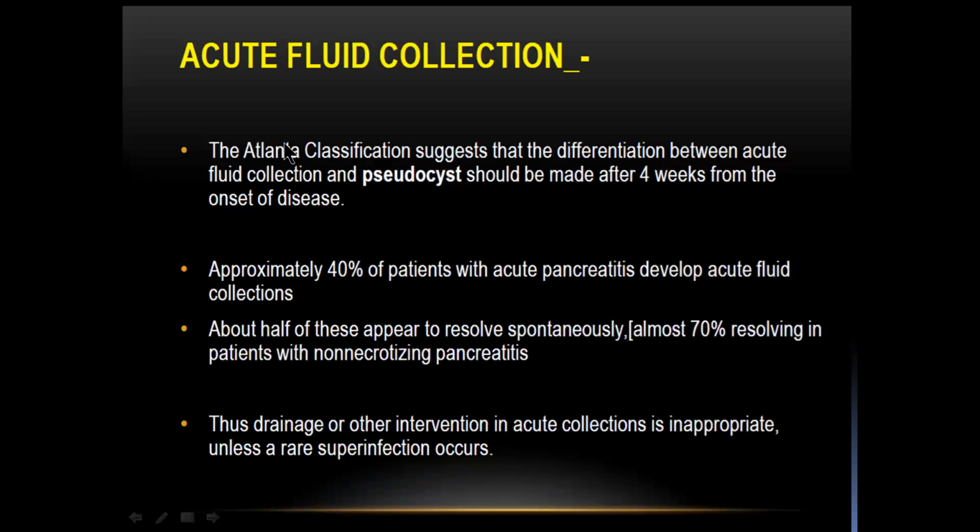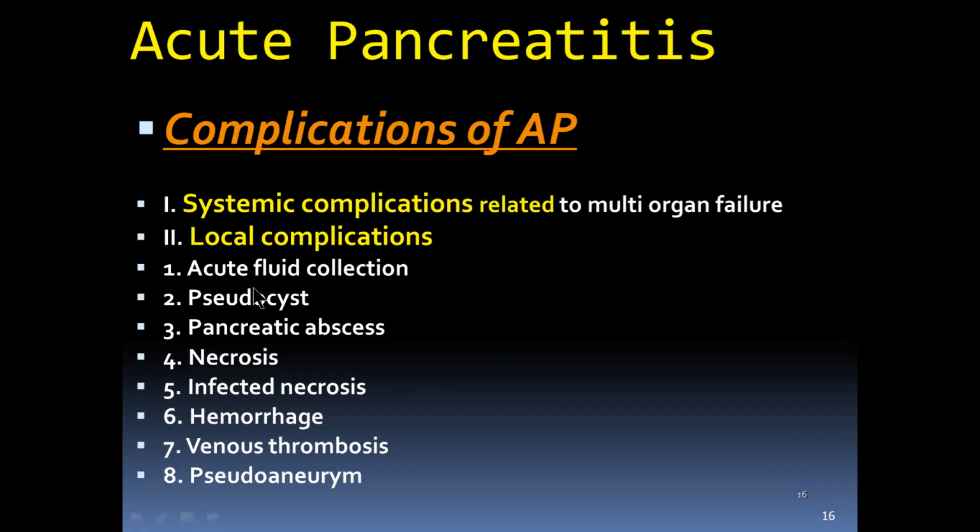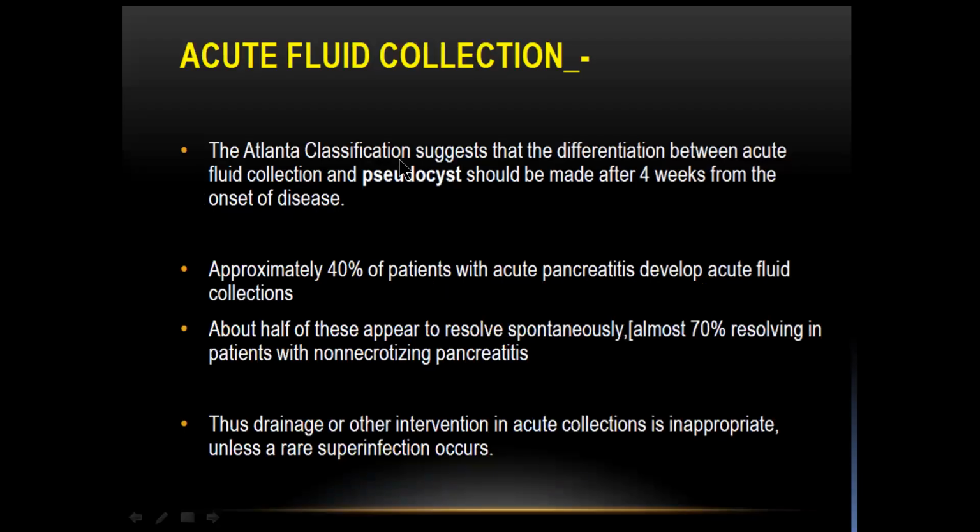Then the different complications. First is acute fluid collection. The Atlanta classification suggests that differentiation between the acute fluid collection and pseudocyst should be made after 4 weeks from the onset of the disease. So before 4 weeks, any fluid collection is known as acute fluid collection. And after 4 weeks, we will say it's a pseudocyst.